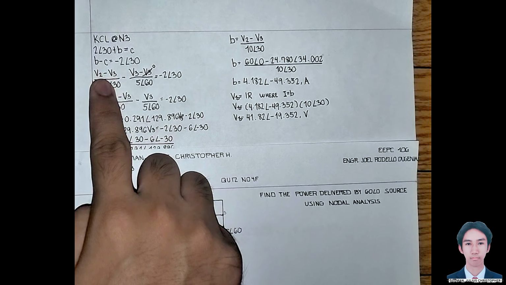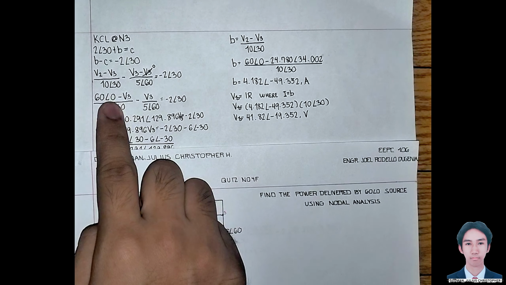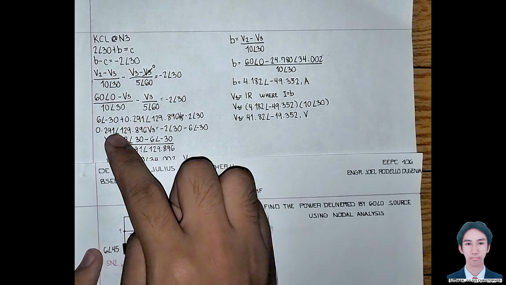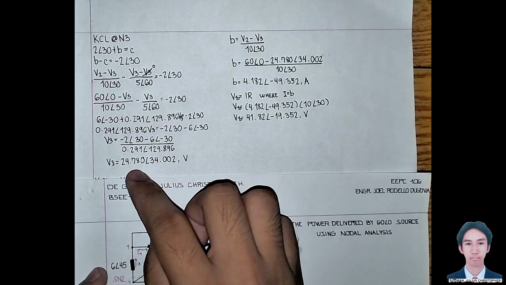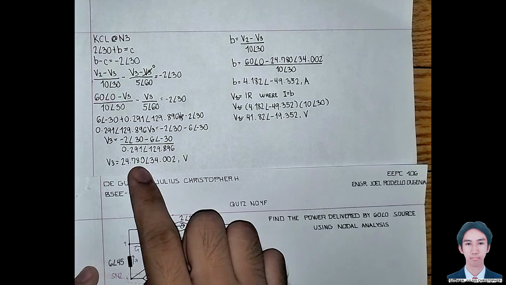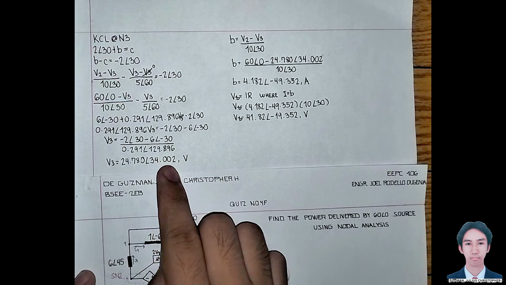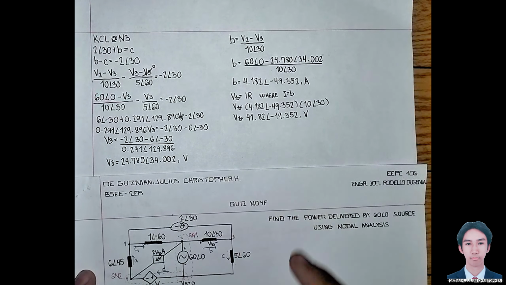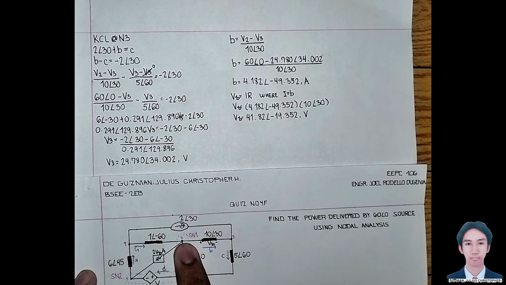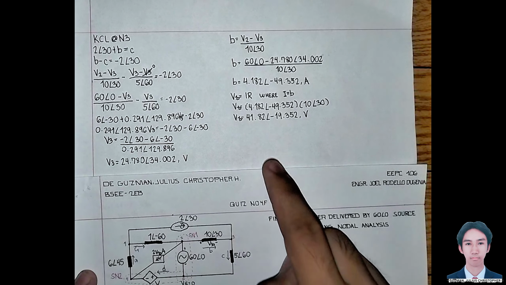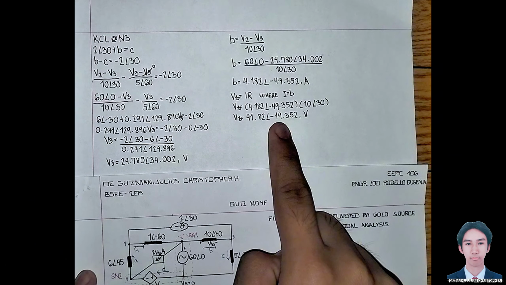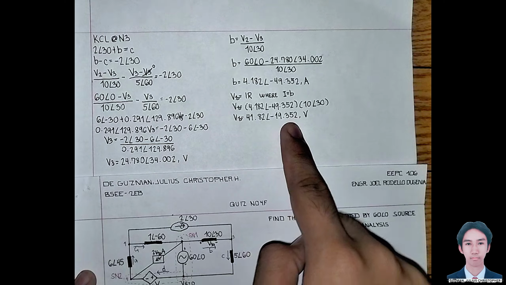Substituting the value of V2, that is 60∠0°, we'll get the value of V3. Now, our value of V3 is equal to 24.78∠34.002° volts. Now, let's get the value of V_B so that we'll get the value of the current here. V_B is equal to V2 minus V3, and now V_B is equal to 41.82∠-19.352° volts.